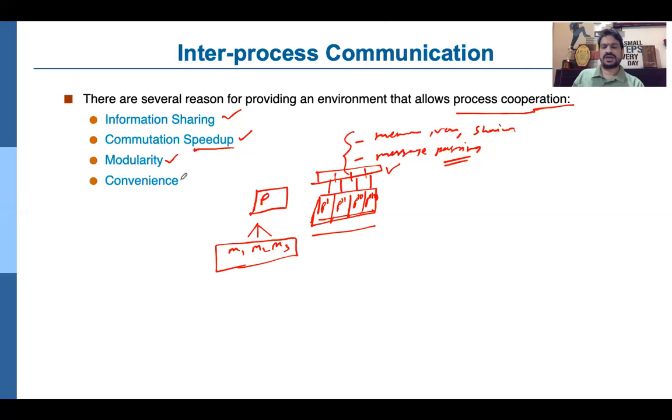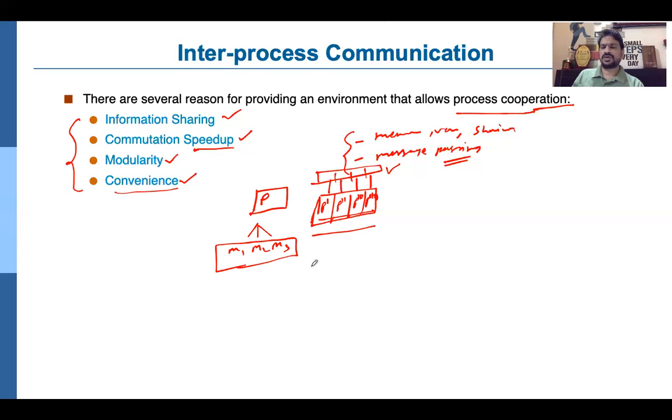As well as, it will be convenient for the user to use the operating system if we are making a cooperative system. So let's say we have different applications open, and you want two applications to talk to each other. This is one application which is used to write on the PowerPoint screen, right? So that convenience will be provided through cooperative processes. So these are the different reasons why we need cooperative processes.